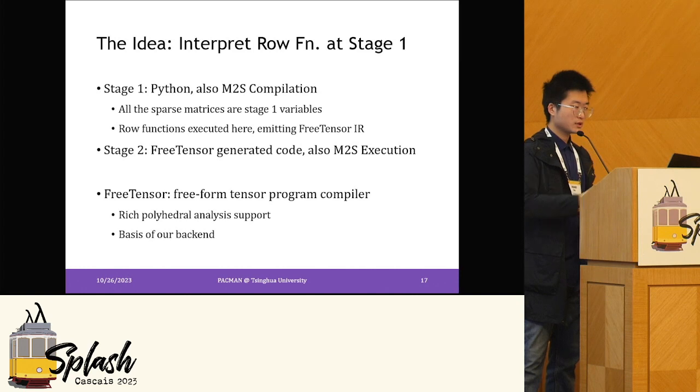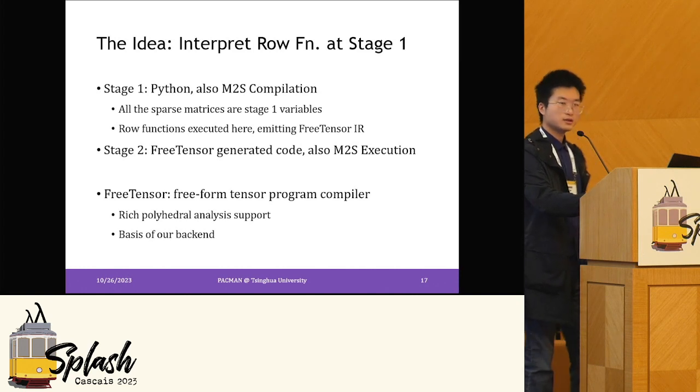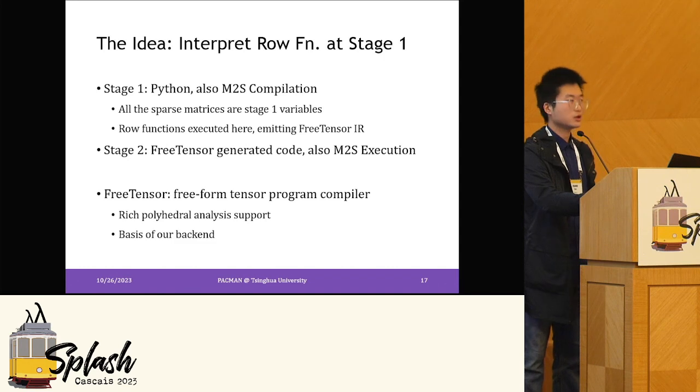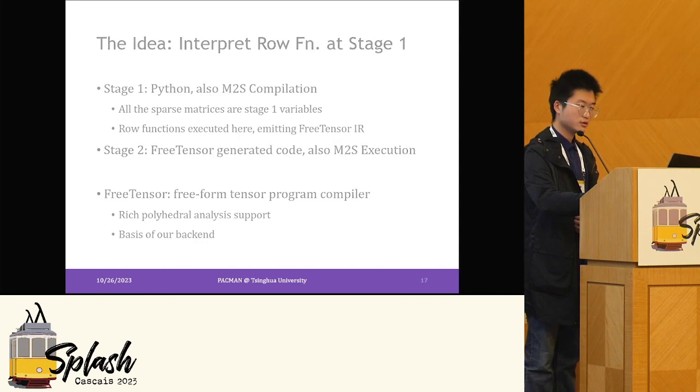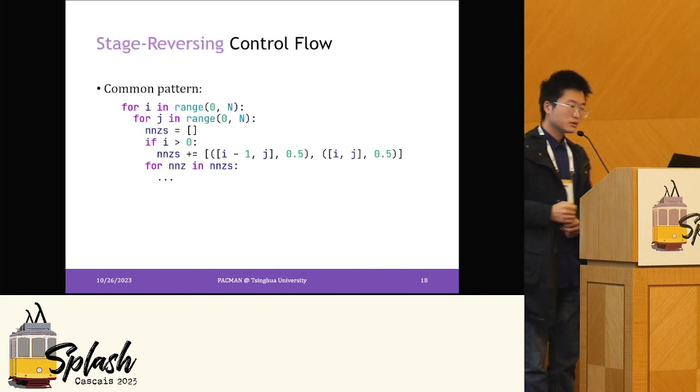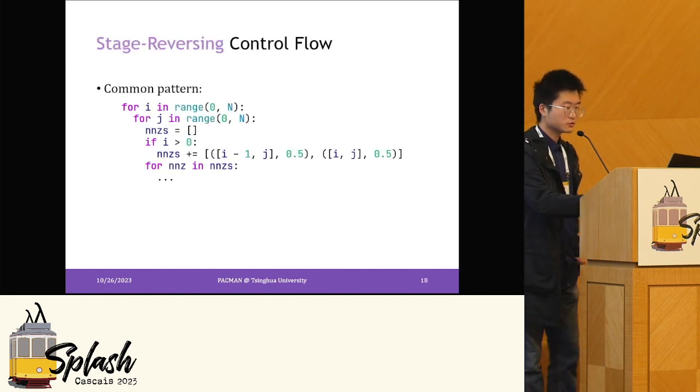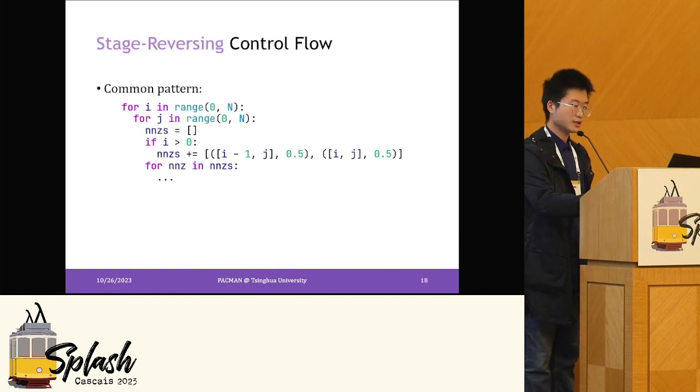And the idea to stage it out is actually splitting it into 2 stages. One is to compile it in Python, and the other is to generate the code on FreeTensor. FreeTensor is also a work by our co-author. So the staging process goes smoothly, except on this important and common pattern.